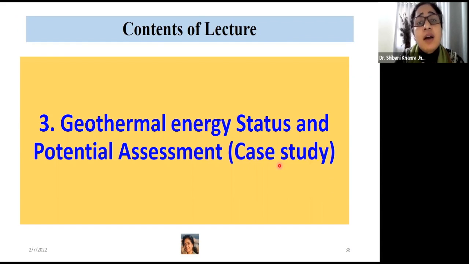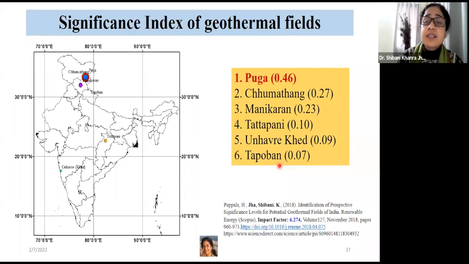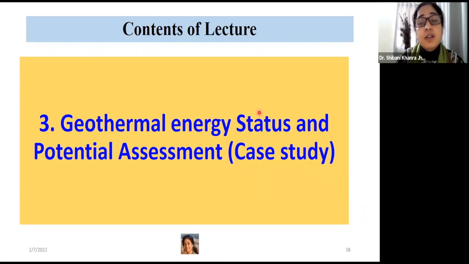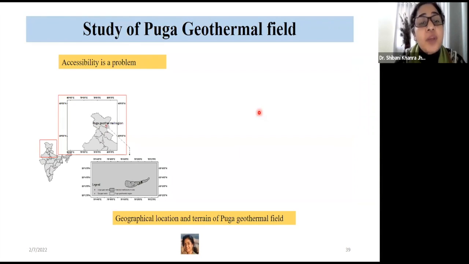And the next part of my study focuses on geothermal energy status and potential assessment, which was again, as in the last slide I have discussed, where Puga has achieved the highest significance index. So that was the field which was studied in the next stage. Here, as you can see, Puga is located in the northern part of the country in Kashmir. The geographical location and terrain of the Puga geothermal field is one of the challenges, because accessibility is a problem in this zone. However, in terms of potential, it has certainly shown one of the promising potentials.